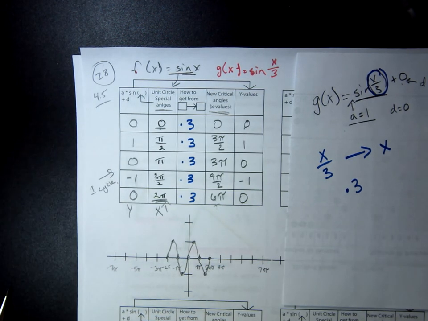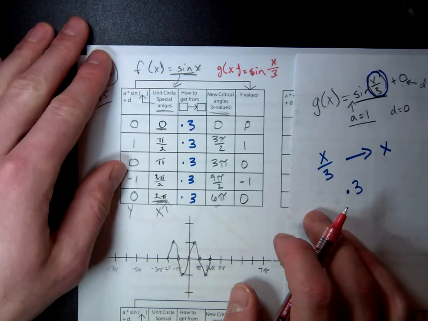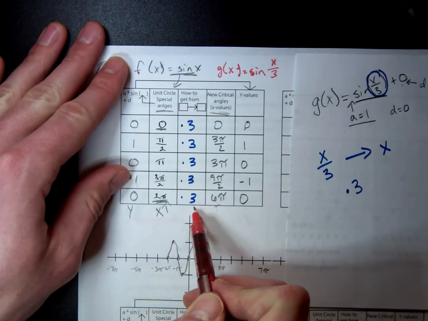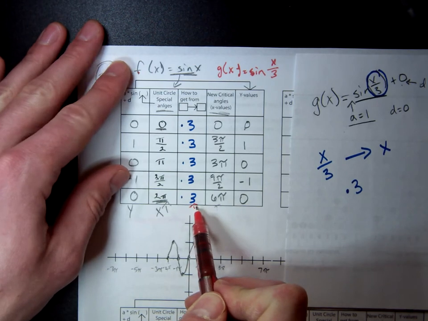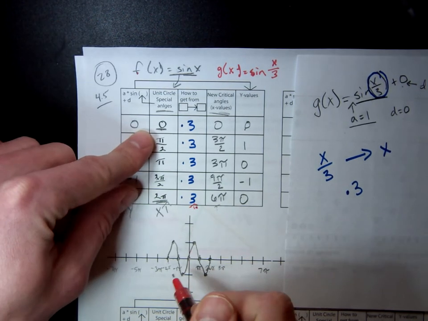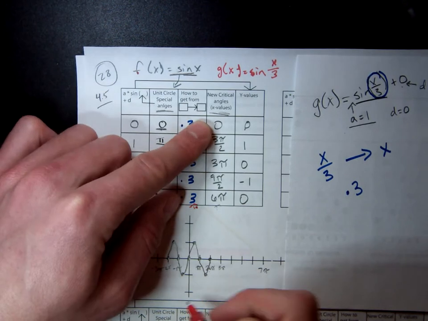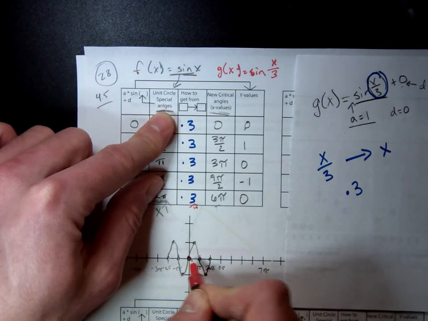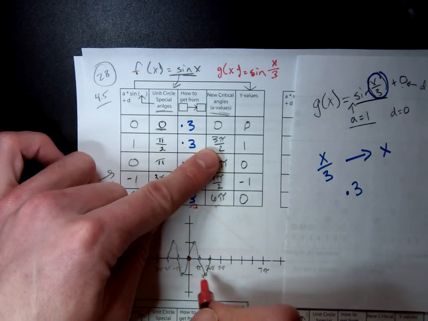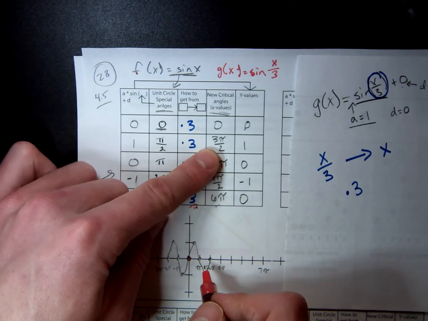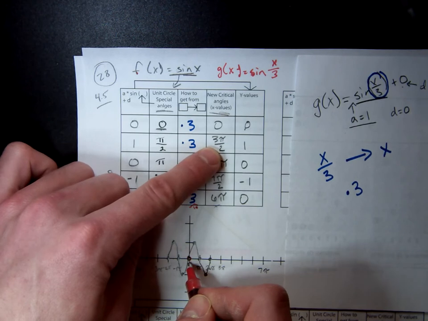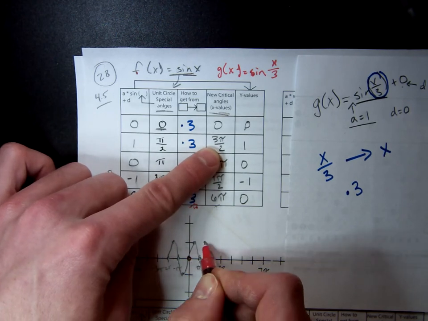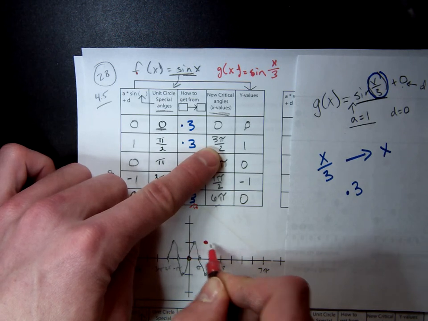Now, for g of x, it's a bit more challenging, but what we're going to see is that it's going to travel 3 times slower than our unit circle did. So if I look at my values here, when I'm at 0, I'm still at 0, so that's the same. But then the next value I don't get until I get to 3 pi over 2. Now 3 pi over 2 is also equal to 1.5 pi. Okay? So I'm going to get up to 1 at about 1.5 pi.